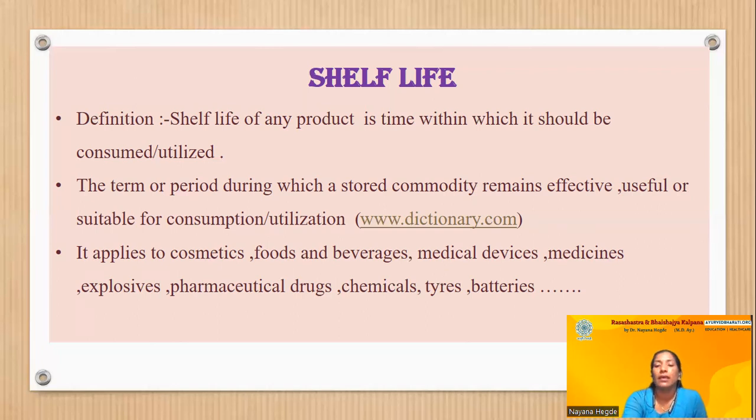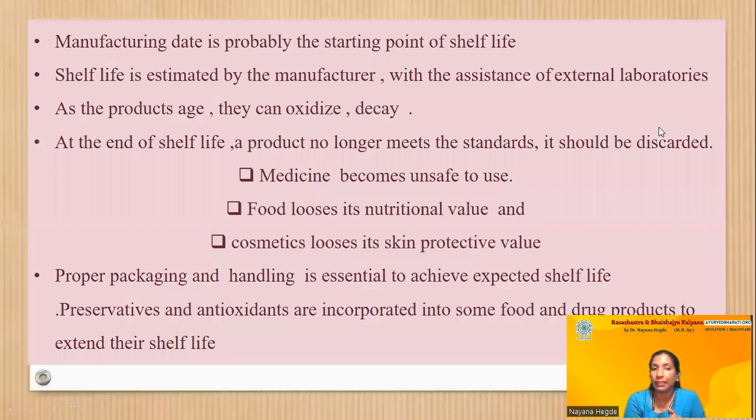So all these have the shelf life, and that shelf life should be written over the final product. It should be labeled properly. Shelf life should be mentioned in the label of the product. Okay. So next, कब से shelf life start होता है? कोई भी product, or here we'll understand about the medicinal preparation. So manufacturing date is probably the starting point of the shelf life.